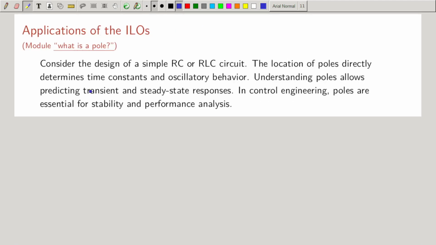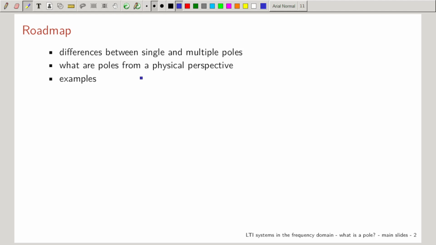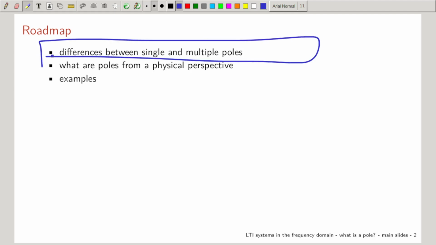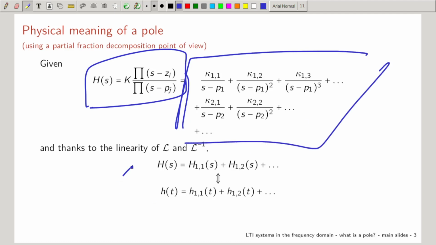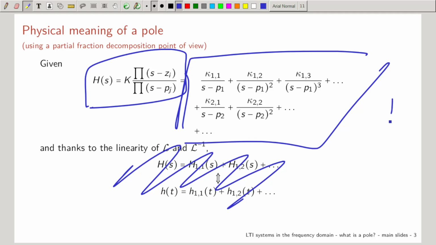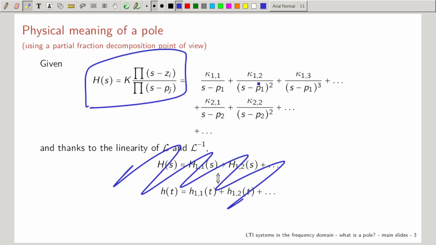So, there are differences between single and multiple poles, and we need to discuss also what poles are from a physical perspective. So we have this representation. That means that we have this partial fraction decomposition. True? Are we together? How much are we together on this? We do partial fraction decomposition. We get this stuff here, and we have all the various partial fractions, potentially with some powers here.